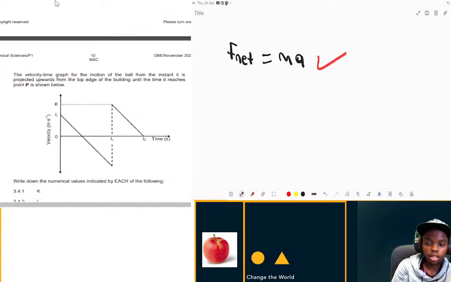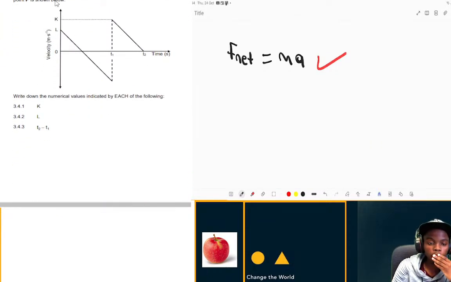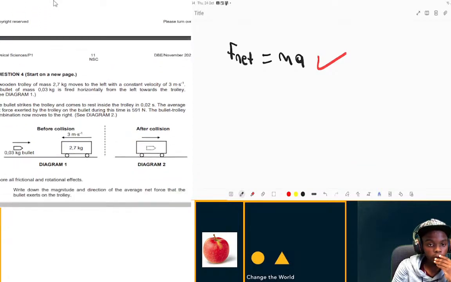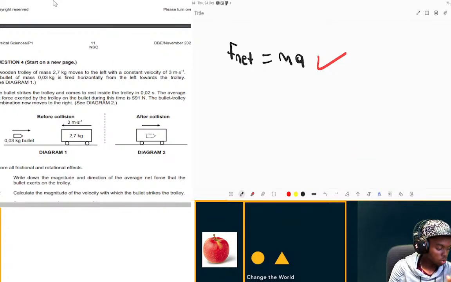So I've already secured 3 marks plus 1 mark from question 4. That's 4 marks. Now, question 4.2, momentum, the equation of momentum. Momentum initial equals momentum final, that formula, and you get your mark, 5 marks. Question 4.4, same thing, still momentum, you write that formula, you get a mark.